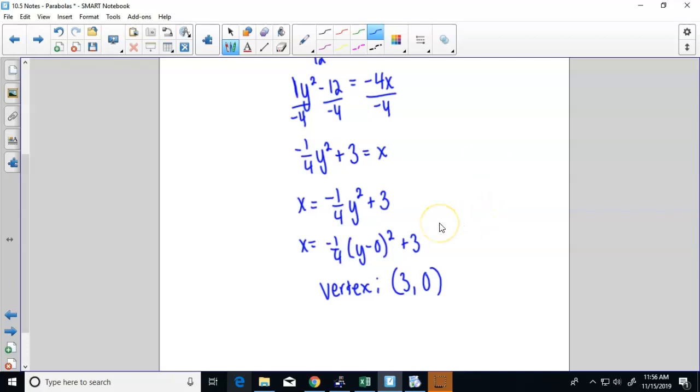Always get it in vertex form before you answer that question, okay? So don't look at the original equation. Look at what it is in vertex form. So it's going to be to the left. We have the point 3, 0 here.